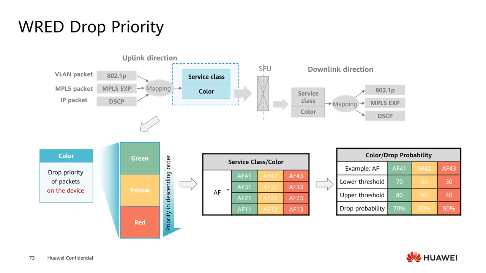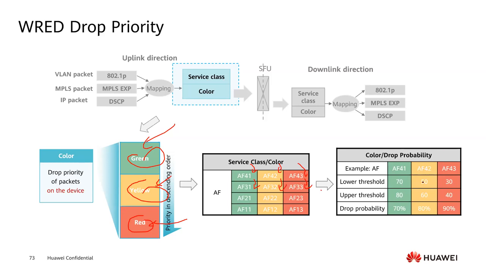And the drop rate, as I hope you still remember, also has the colors green, yellow, and red. This green, yellow, and red has nothing to do with the token bucket. This is just trying to describe the drop priority. For example, in DSCP, different values, different colors, can be defined with different drop rates. You can define that.